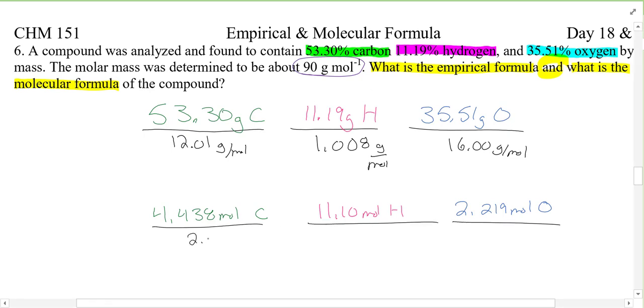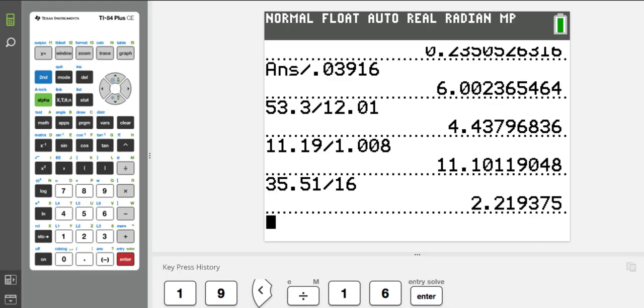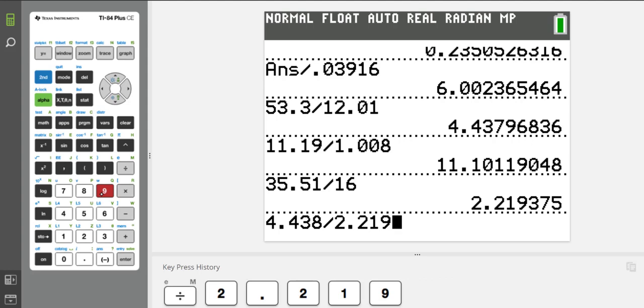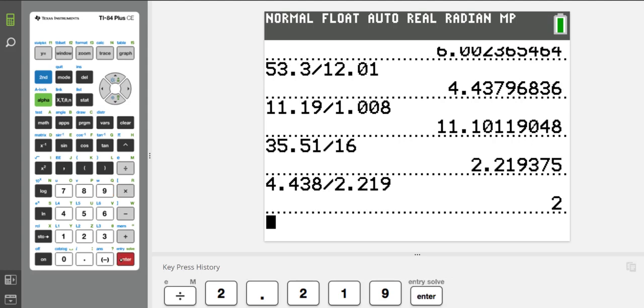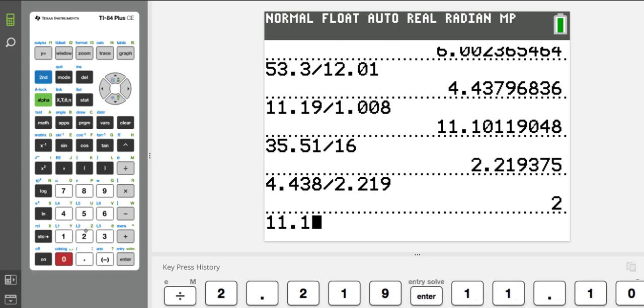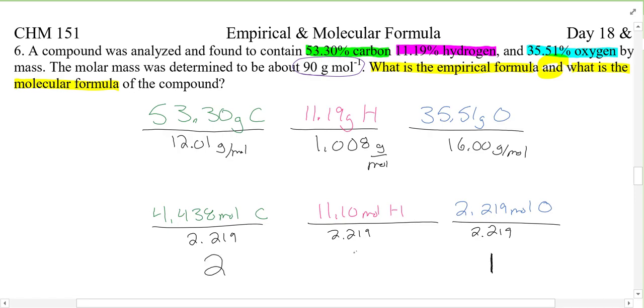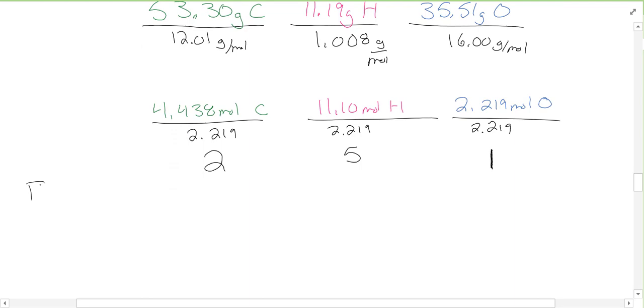Now we divide by the smallest, which happens to be oxygen, 2.219. So that should be a 1, obviously. And so let's go back to our calculator. 4.438 divided by 2.219, I get 2. Perfectly. That's great. I take my 11.10, divide by 2.219, and we get 5, which is pretty close to 5. So we'll do it 5. So 2 and 5. So the empirical formula is C2H5O.